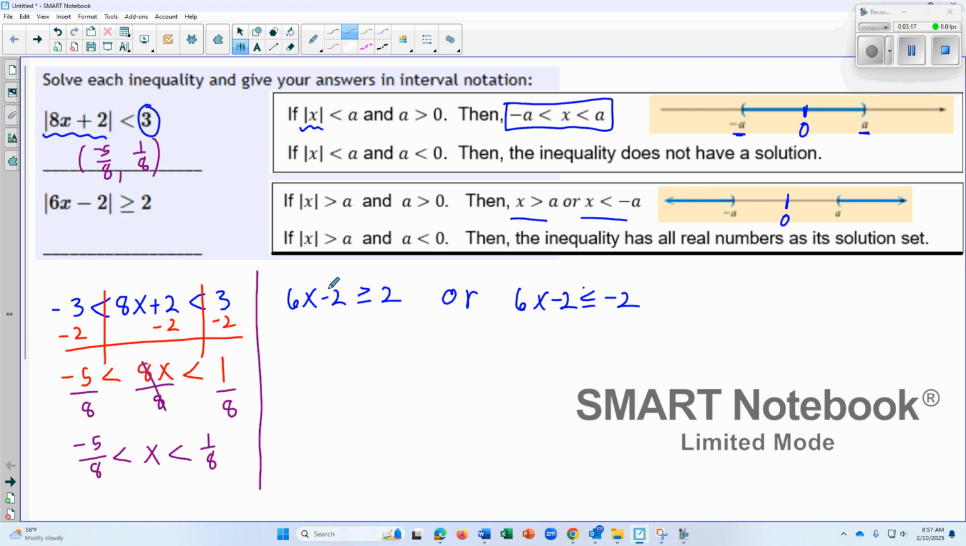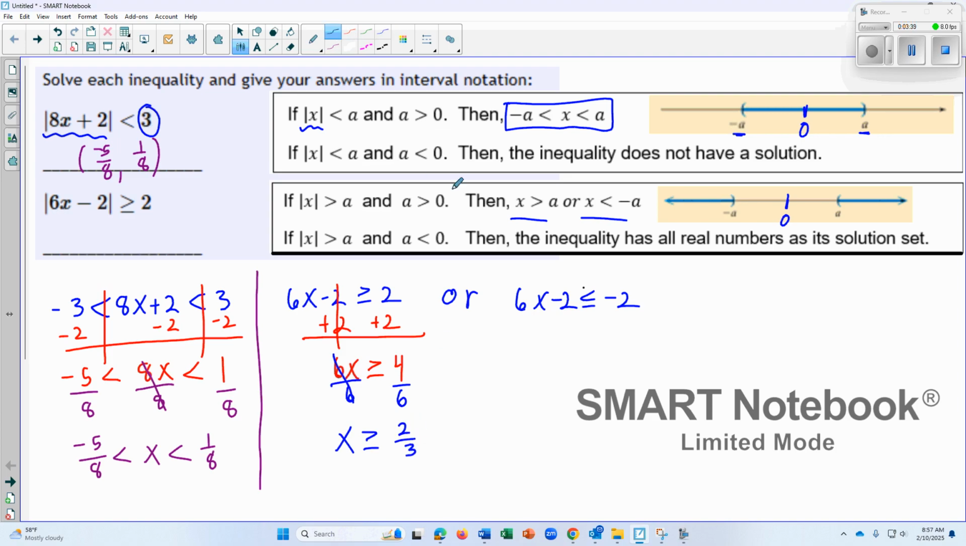So once again, don't overthink it. Once you get to this point, solve these, and you'll have your solution set. So let's see, we'll start by adding 2 here. 6x is greater than or equal to 4. And then when we divide by 6 here, we do want to reduce. Always reduce when you can. So we can reduce this down to 2/3.